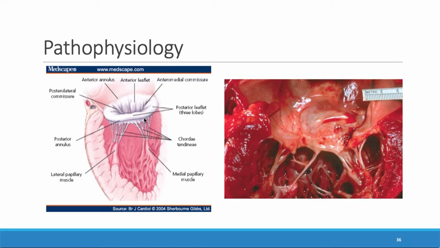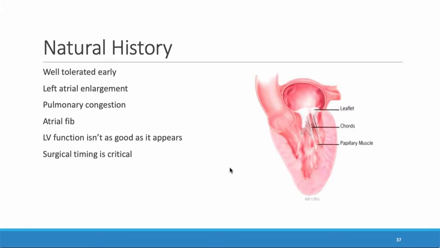Or the annular calcification can change the shape of the annulus. That means the valve leaflets can't coapt correctly. That could cause regurgitation. There's many different potential sources of regurgitation. So the natural history, again, your body is very good at tolerating this early on in chronic mitral regurgitation. Left atrial enlargement happens, and then pulmonary congestion. As the left atrium enlarges, you often develop atrial fibrillation.